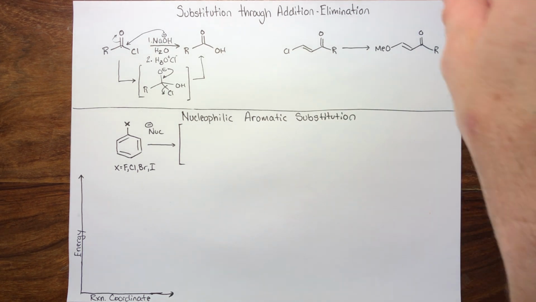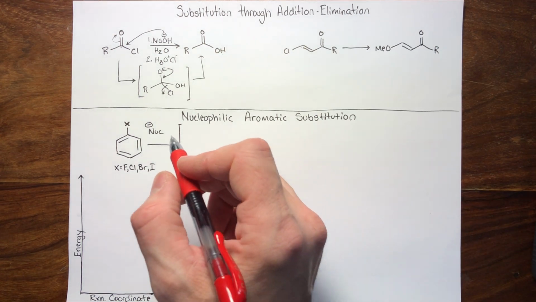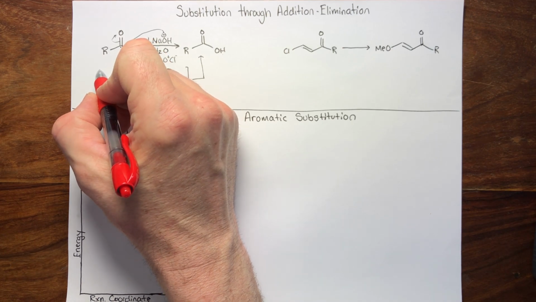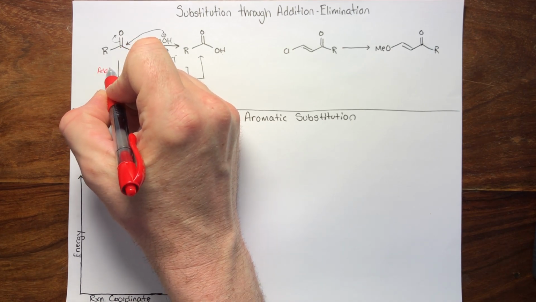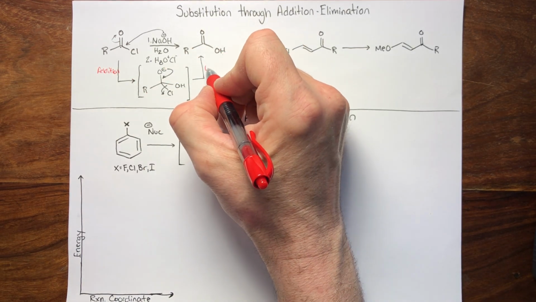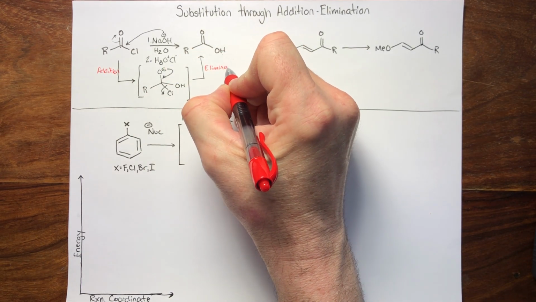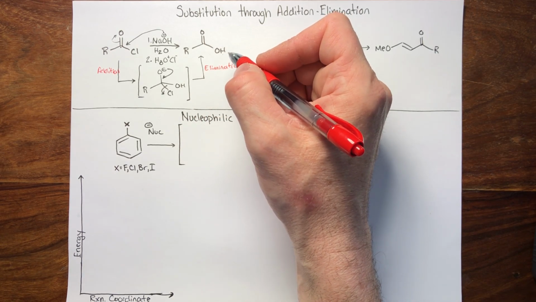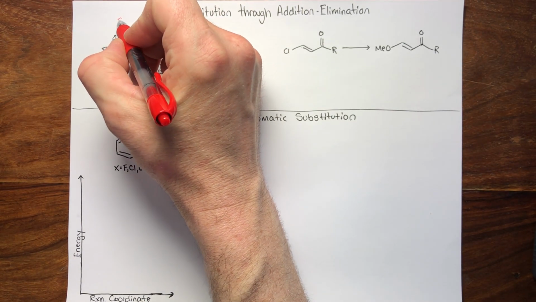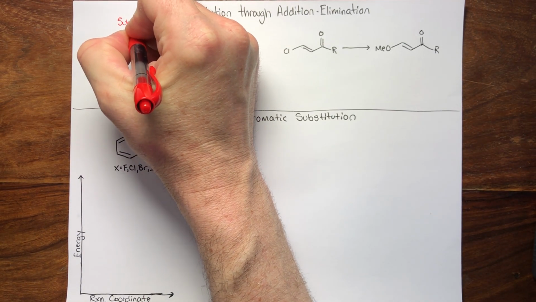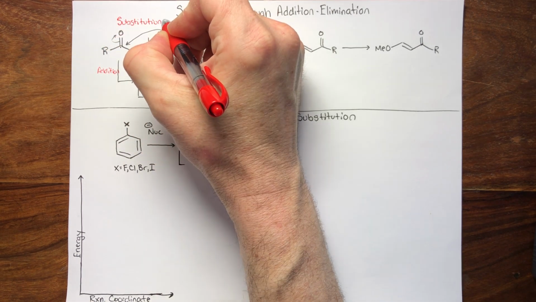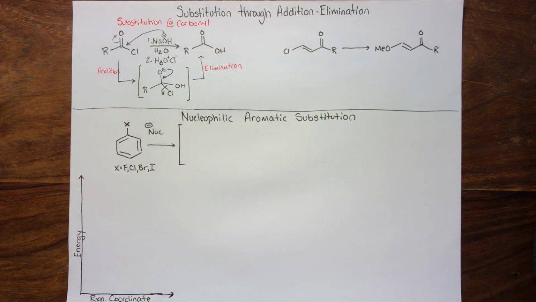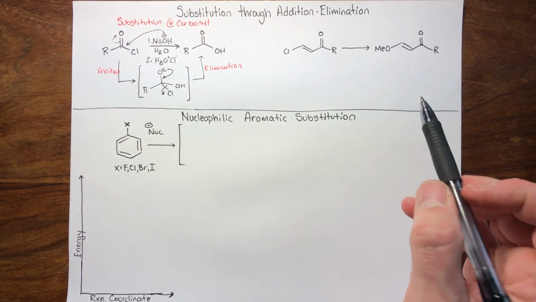Now, it's important to note, whenever we undergo substitution here, it is an overall substitution that comes from the combination of an addition step followed by an elimination step. So this is going to represent substitution at the carbonyl. Let's take a look at the second reaction.